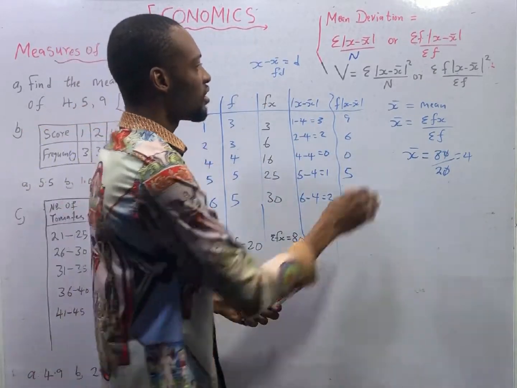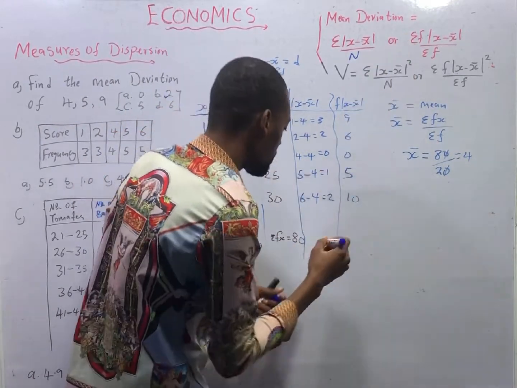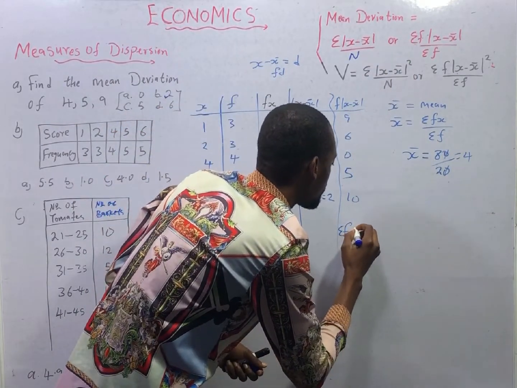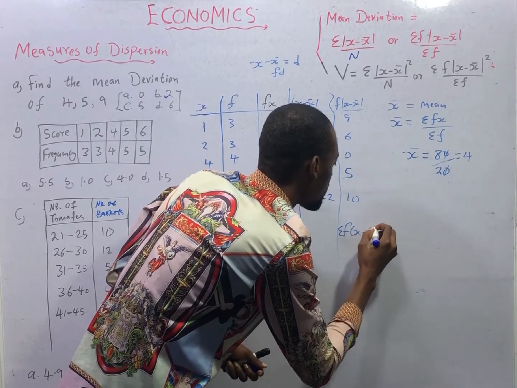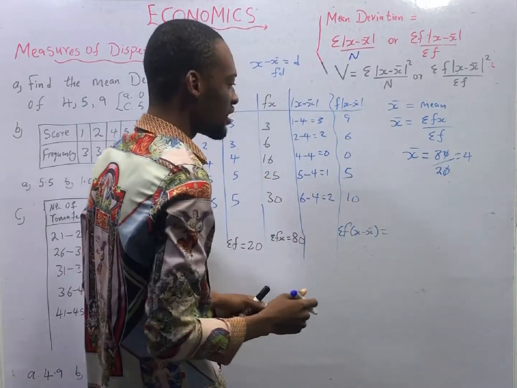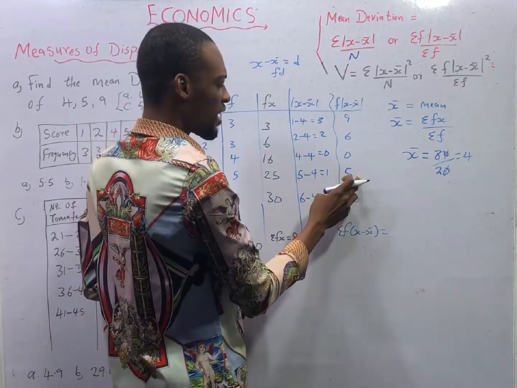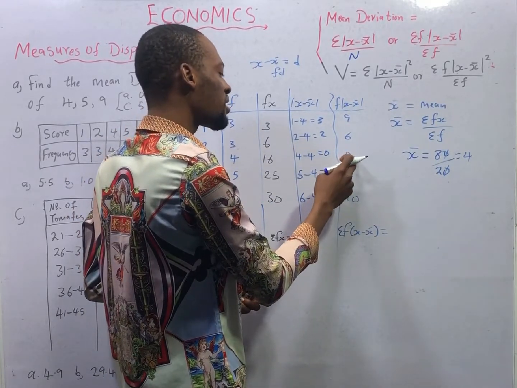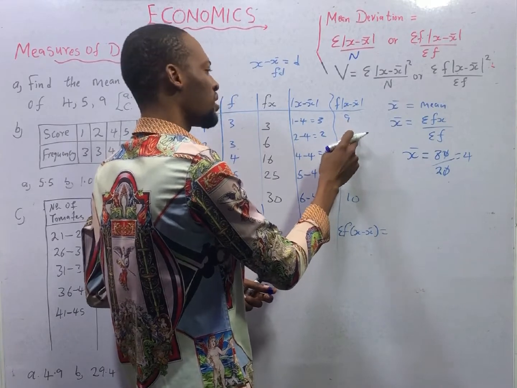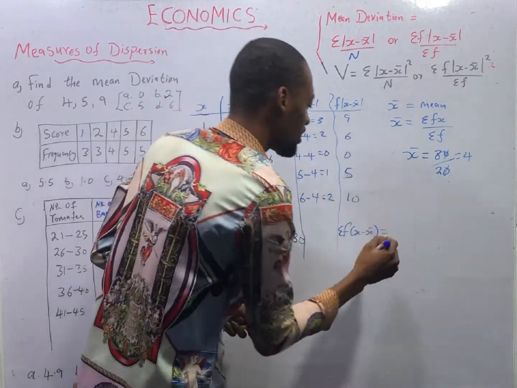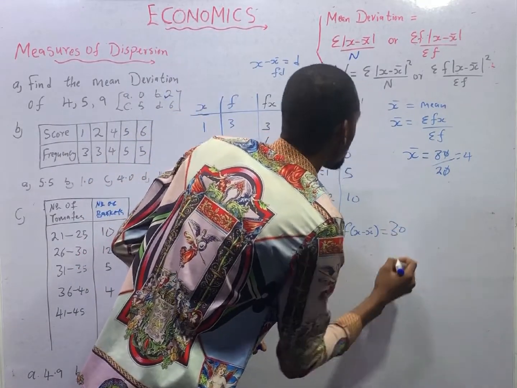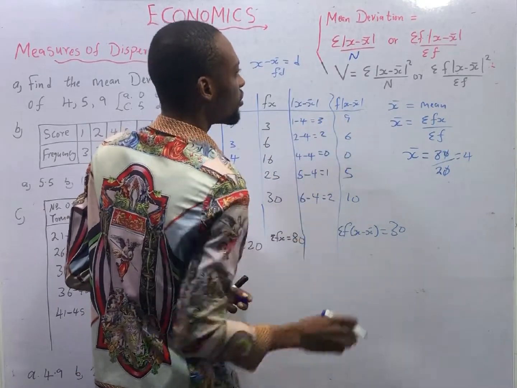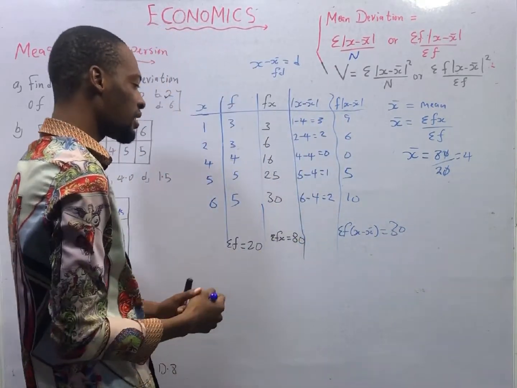And we need the summation. So the summation of F times S minus S bar, meaning add everything here. 10 plus 5, that should give you 15. Plus 0, 15 remains. 15 plus 6, 21. Plus 9, 30. So this equals 30. Yes, that is 30.